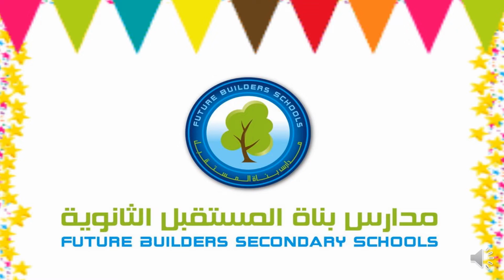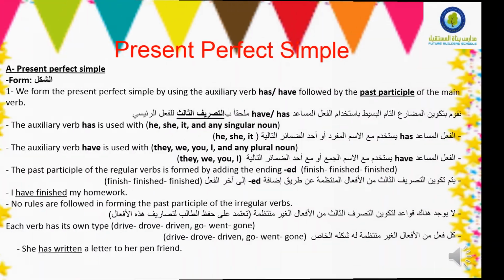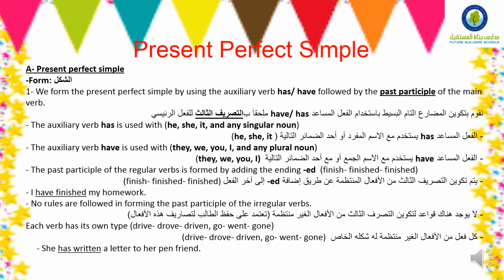So follow up with me, please. We are on module 6, action pack, grammar worksheet 3, which is about present perfect simple. Present perfect simple, وهو الفعل المضارع التام البسيط. Present perfect means المضارع التام البسيط. We'll start of course with the form شكل, how to know that this is present perfect simple.